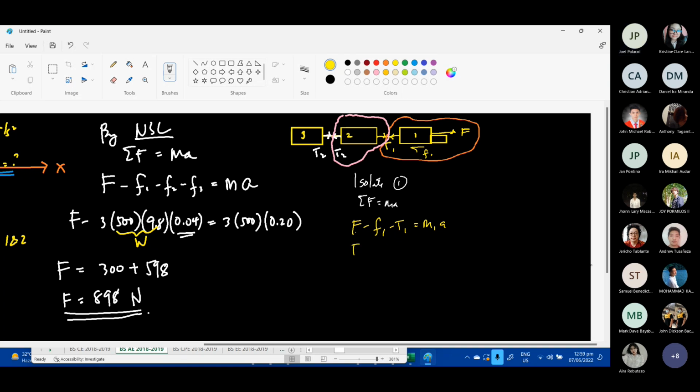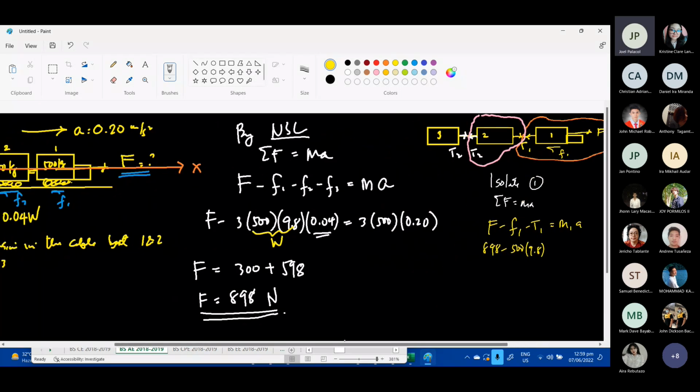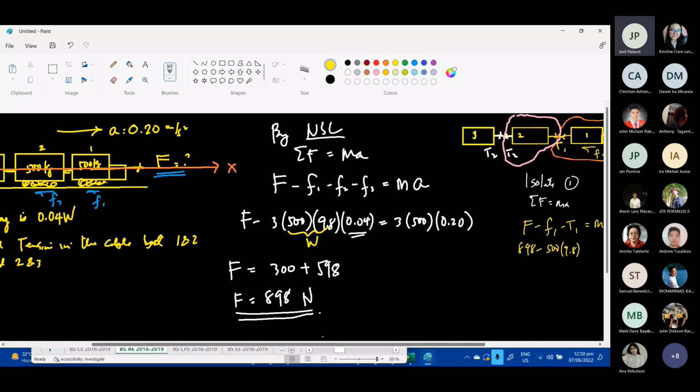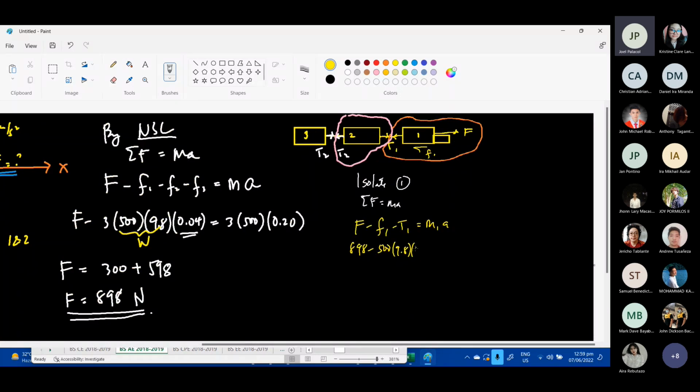So F is how much? 898 minus F1. That is 500 times 9.8 times the drag. What is the factor for the friction? 0.04, times 0.04, minus T1 equal to the mass 500 times the acceleration of 0.2. Okay, can you give me the value of T1?